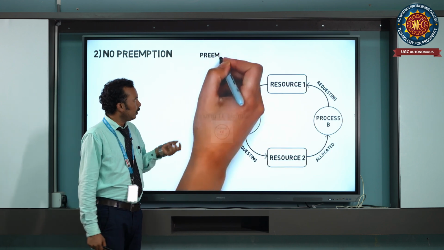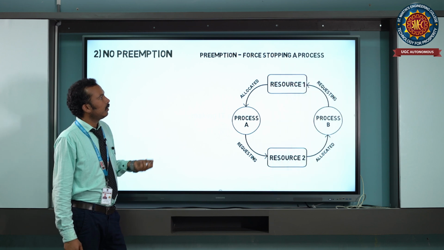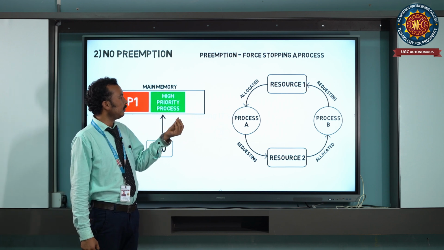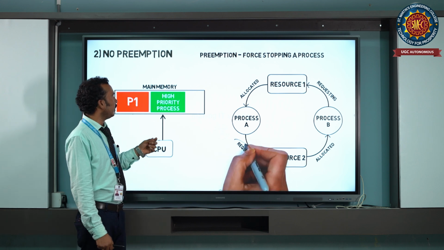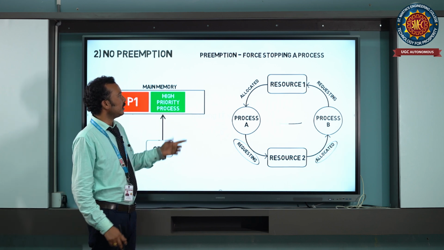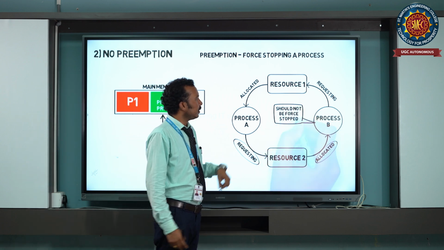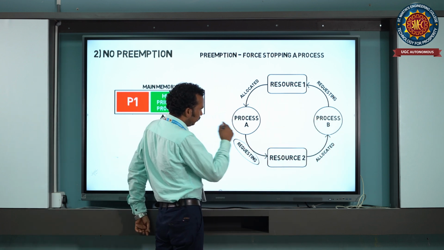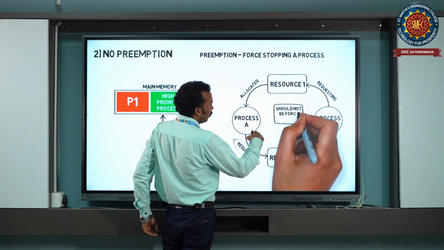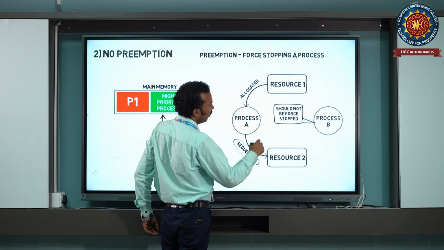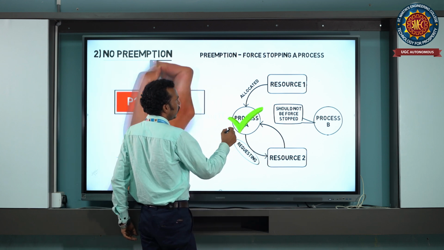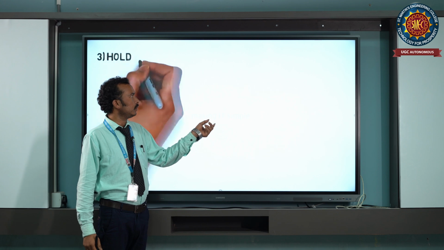And the next one, no preemption. Preemption means we cannot forcefully take the resources from the process. The process will voluntarily release the resource by itself only after completion of its execution. Here, process A is requesting resource 2, and that is allocated to process B. So the resources are not shareable. Here the process should be forced to stop. If we stop it, this resource is allocated to process A, so that process A will complete its execution.